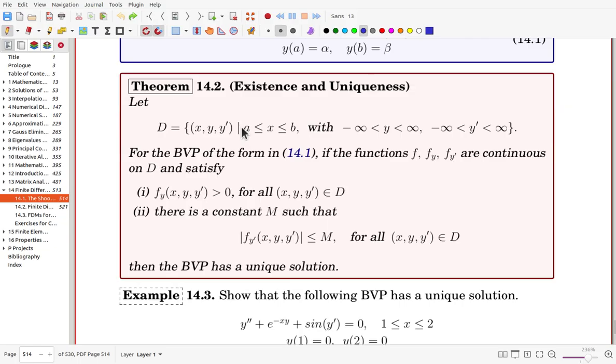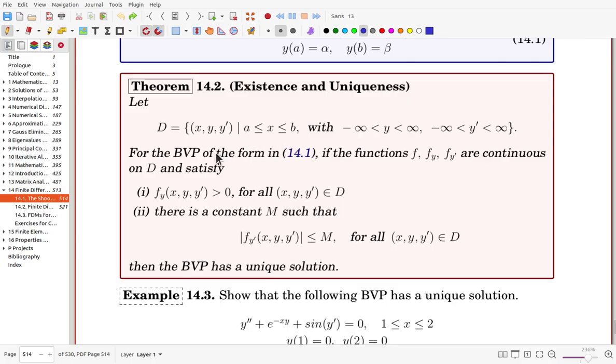Here we have theory for existence and uniqueness. We define D: x is from a to b, and y from minus infinity to infinity, also y' from minus infinity to infinity. So it is a slab in the three-dimensional space, in the x direction it is a to b.